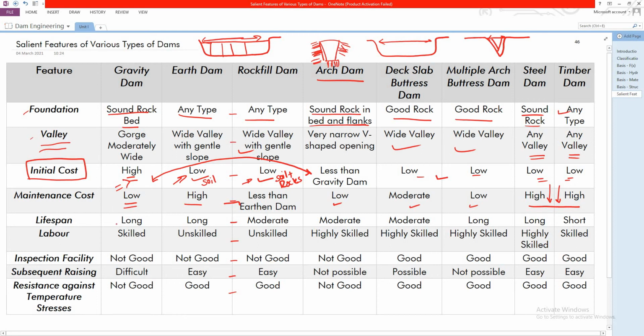Then regarding lifespan, see, higher the quality of the dam, more will be the lifespan served. What sort of material, what sort of skill set will be put in the dam construction, in the maintenance, then it is going to decide whether the lifespan being served by that kind of dam is long or short or moderate. In case of gravity dam, it is long. Earthen dam, provided that you are having a good maintenance over there, it is going to be long. In case of rockfill dam, it is moderate. Then in case of arch dam, the lifespan served is moderate. Same way, it is moderate for deck slab type buttress dam. In case of multiple arch type buttress dam, the lifespan is long.